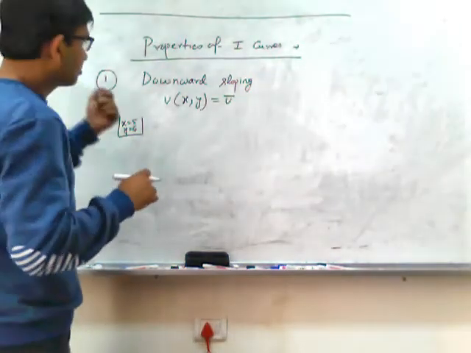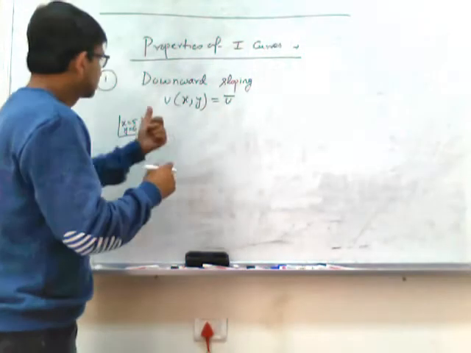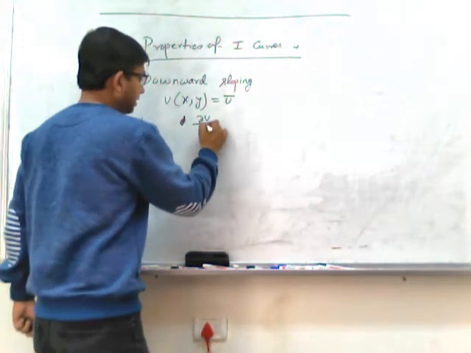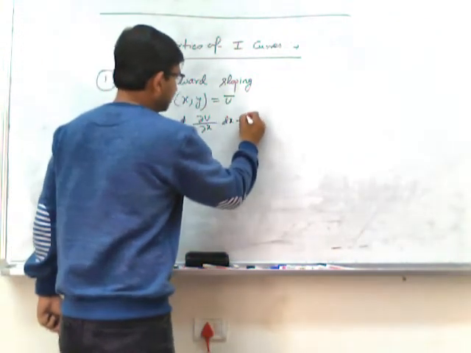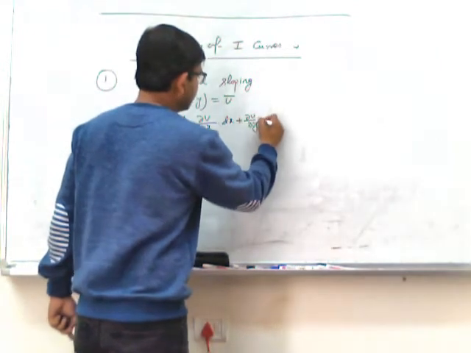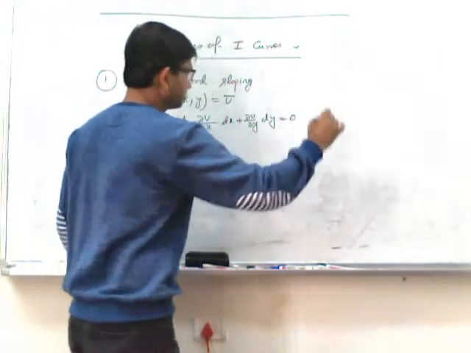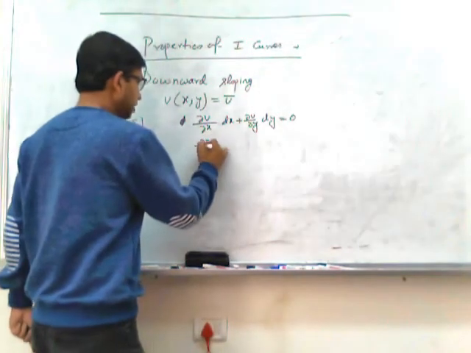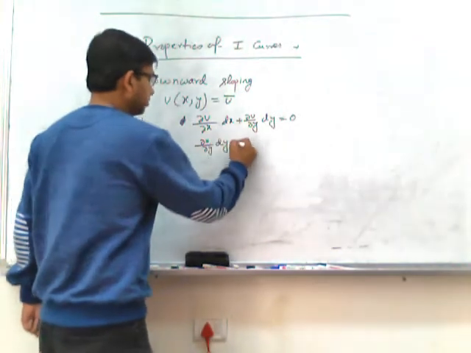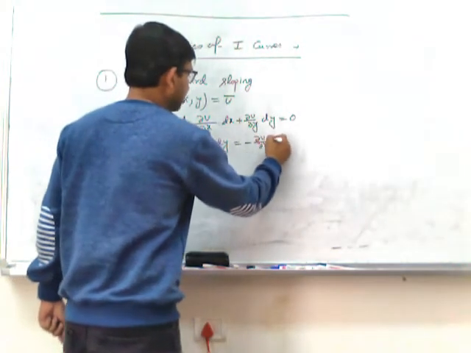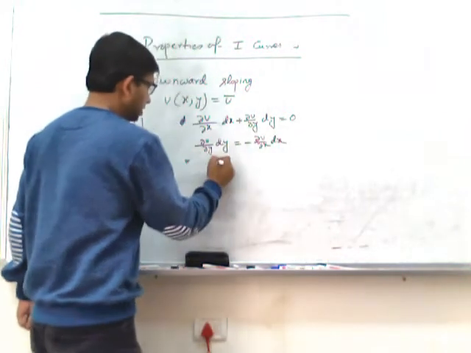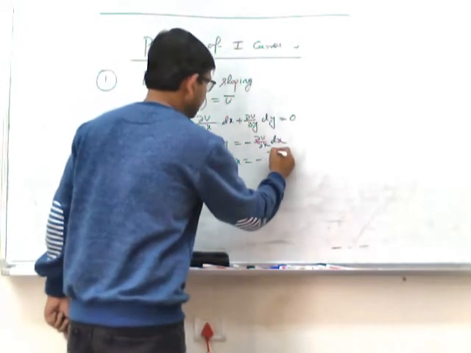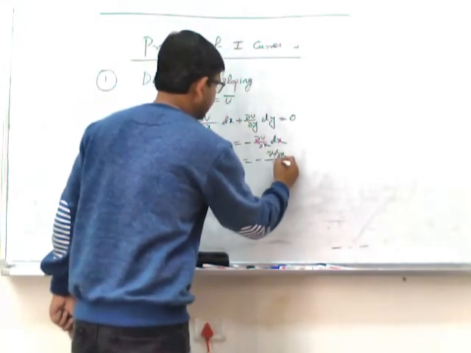Now if we want, we can prove it mathematically also. If we differentiate it totally, we will get del u by del x into dx plus del u by del y into dy equals 0. So we can write, in other words, del u by del y into dy equals minus del u by del x into dx, or in other words dy/dx equals minus del u by del x divided by del u by del y.